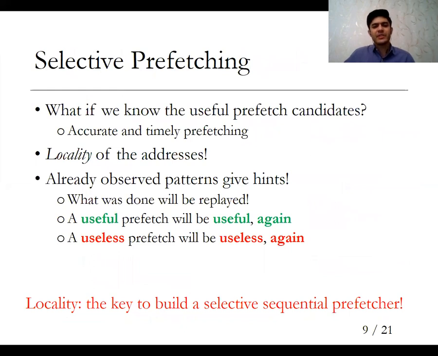But what happens if there was a smart sequential prefetcher that knows which sequential blocks should be prefetched? In this way, it can issue both timely and accurate prefetches. The key to building such a prefetcher is to exploit the locality among the instruction cache block sequences that are already used to build temporal prefetchers. In other words, if a prefetch was useful, it will be useful again and should be prefetched. Similarly, if a prefetch was useless, it will be useless again and it should be filtered.